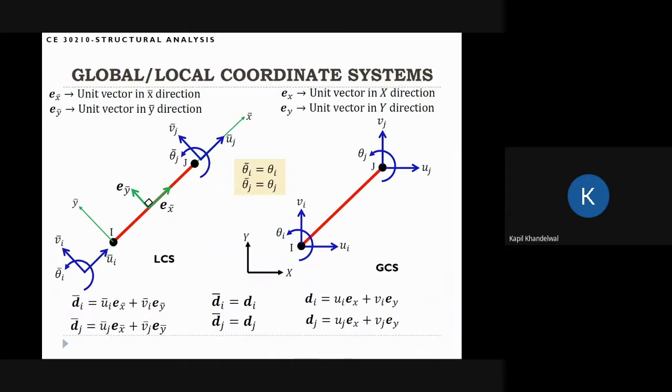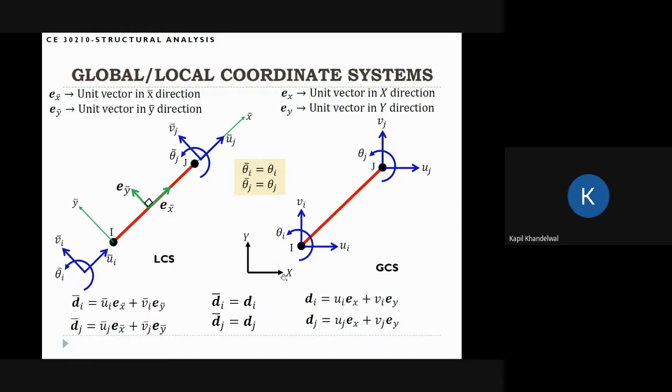To use that idea, first let's define certain quantities. So this is a frame member in the local coordinate system. You can see that this is the I node, this is the J node, and the local x-axis goes from I to J. So I have drawn a local x-axis as x bar, and Ex bar is a unit vector that is oriented from I to J. So Ex bar is a unit vector in the x bar direction. Similarly, Ey bar is a unit vector in the y bar direction. We need these two unit vectors to find the relationship between the global and local coordinate systems.